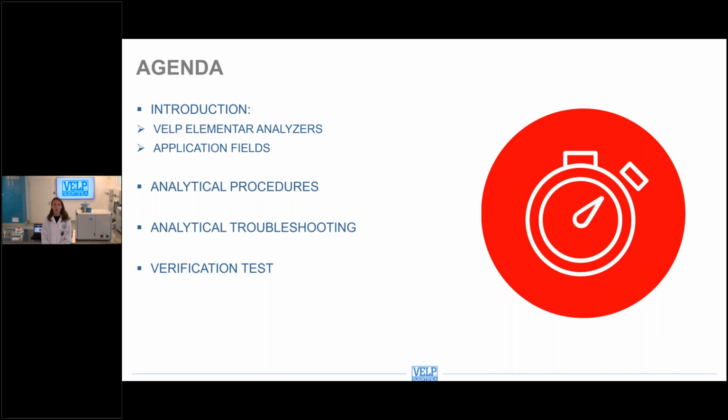We will see how, when we face an analytical issue, we will analyze which will be the causes and which will be the corrective actions that we need to take in order to obtain reliable results on our samples. We will focus also on the Duma software, and we will see how to set an analysis, how to create a calibration curve, how to perform a leakage test, and how to check the consumables. Then we will have a very short verification test at the end of this analytical training.